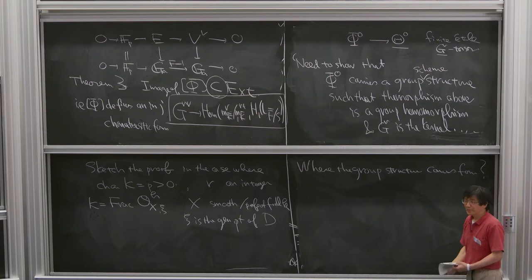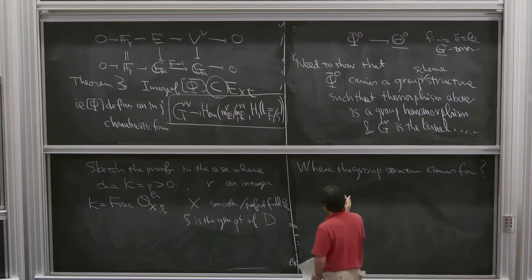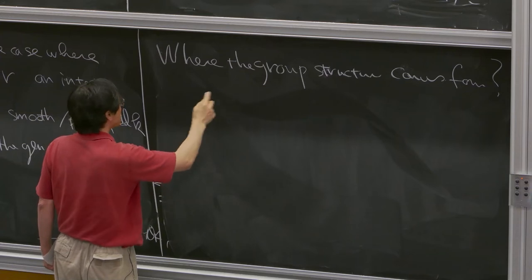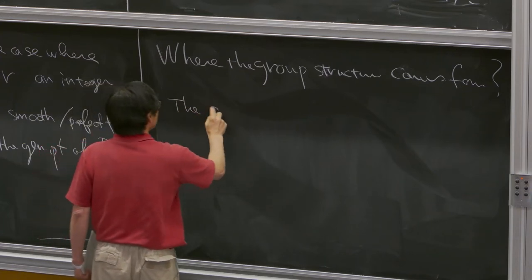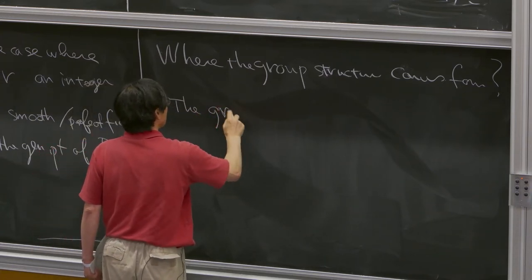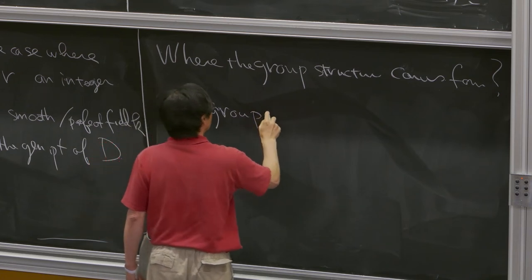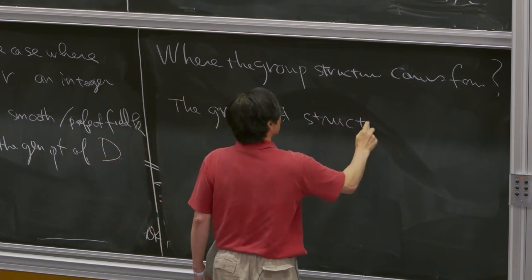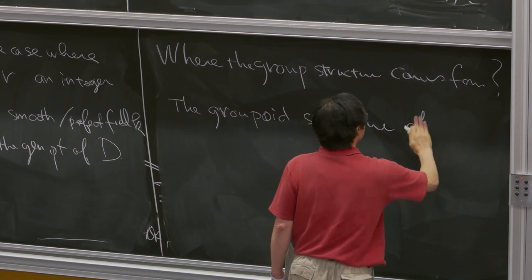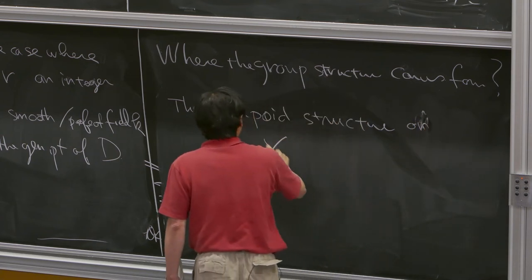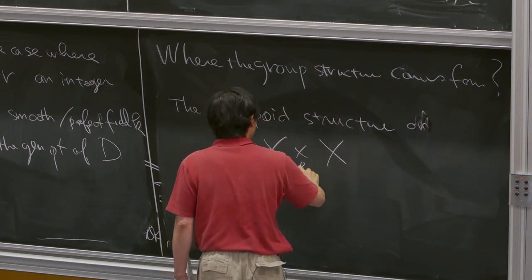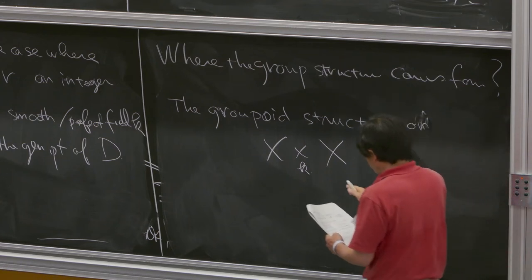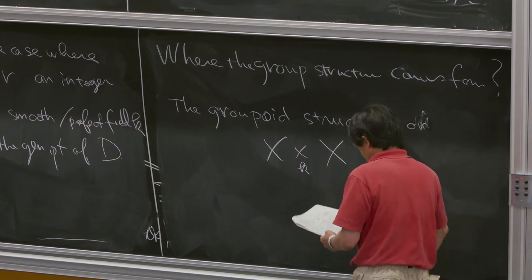So we want to find an answer to this question. The answer is this, coming from the groupoid structure on the self product. So this carries a natural groupoid structure.